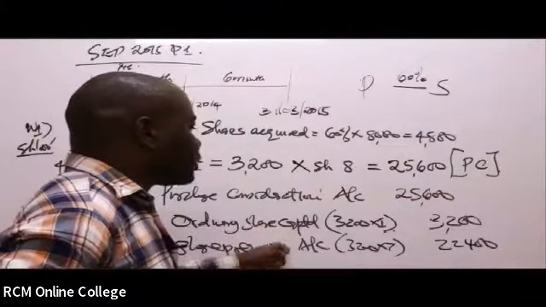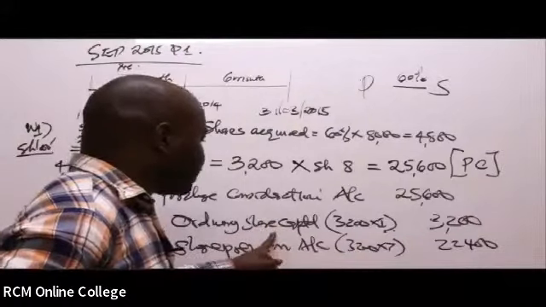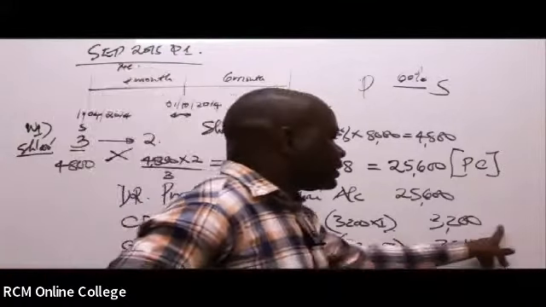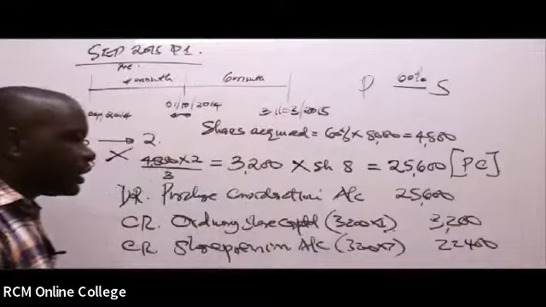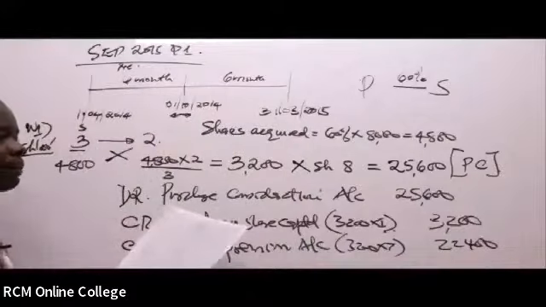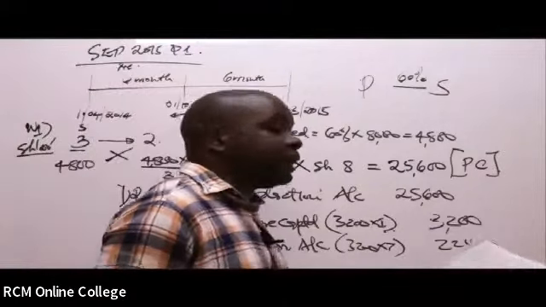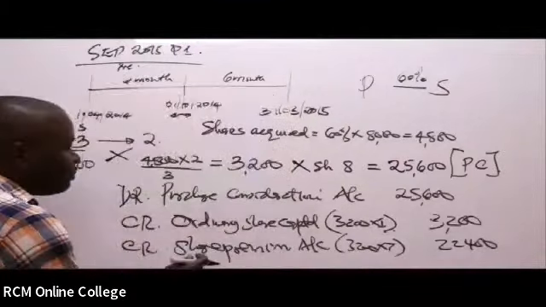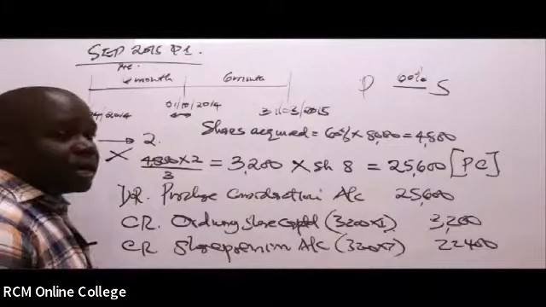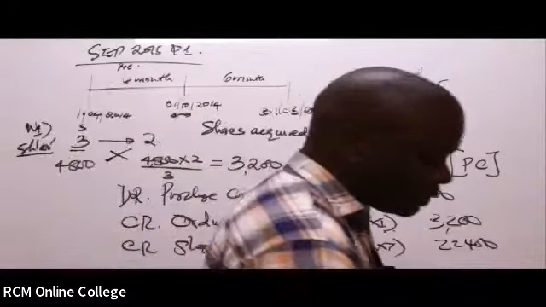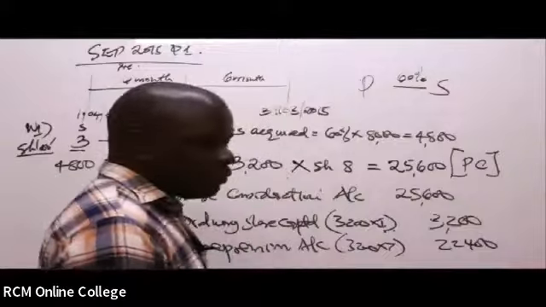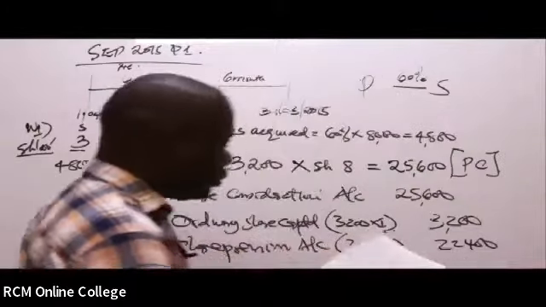When you are coming up with the statement of financial position, this one will end up being added to the ordinary share capital of the holding company when we are coming up with the consolidated financial statement. This will appear as part of the equity items, but in this case it will be the share premium of the group. Share premium within the group.